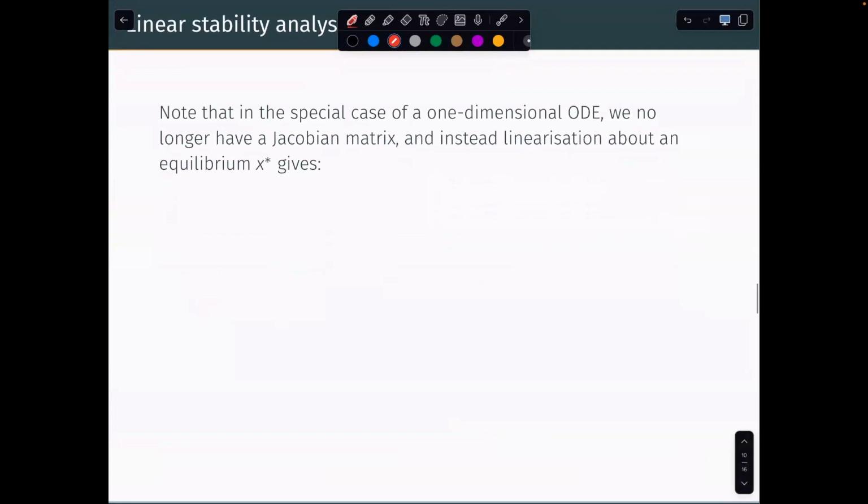Okay, just as an aside, in the case of a one-dimensional ODE, things are much simpler because we don't have a Jacobian. I just wanted to run through this special case because we'll often be dealing with it. So if we have dx/dt equal to f of x, where x is one-dimensional, so x is just in R.